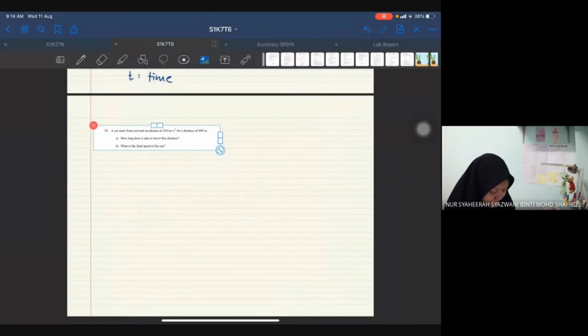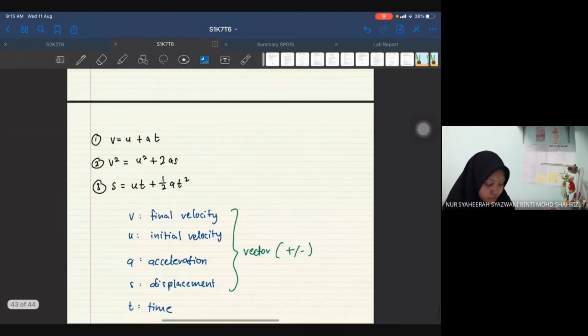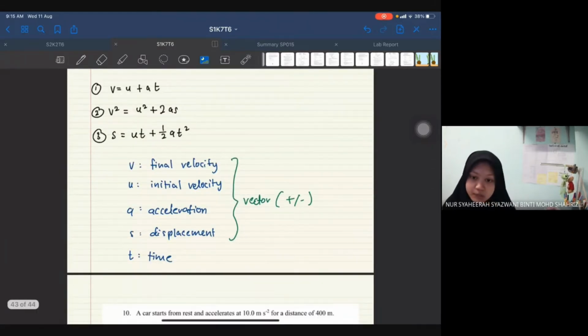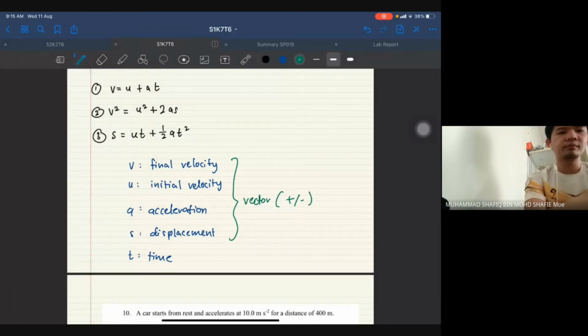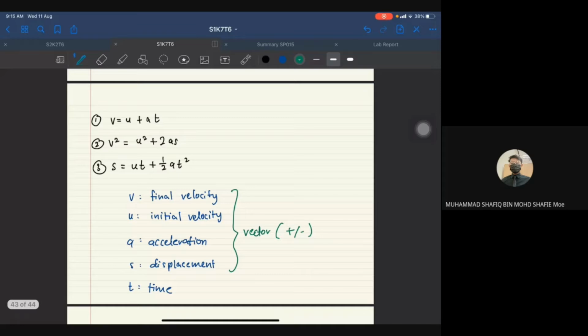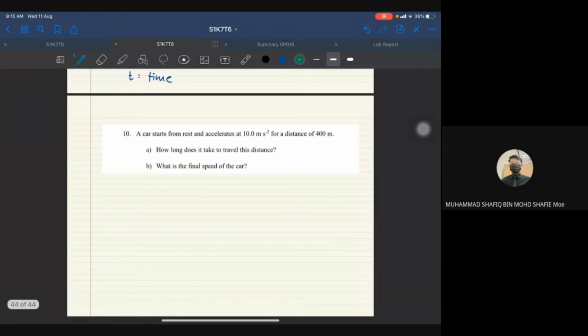About the three equations, are you guys okay with it? Ada masalah tak? Ada apa-apa nak tanya about these 3 equations? Tak ada, sir. Okay, so benda ni kalau belajar dia macam benda ni kan, tapi kena buat soalan lah, then only can know.